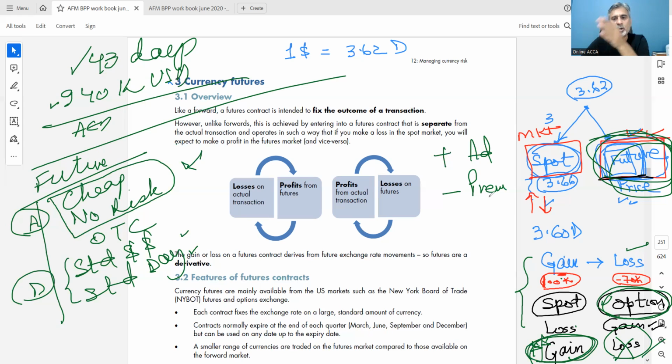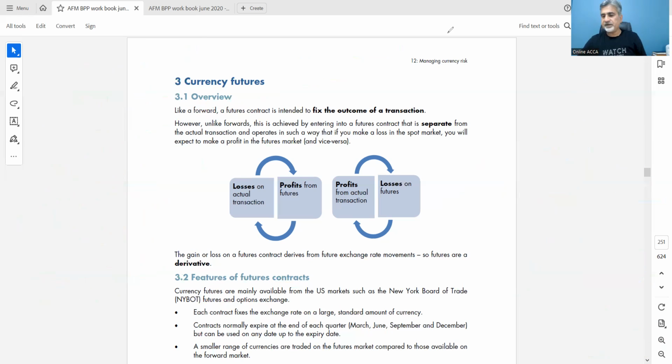Converting a future into an option means that you have to pay premium for that. So these are the advantages and disadvantages, from a very basic level, for options and futures. Now, there are 3 steps.